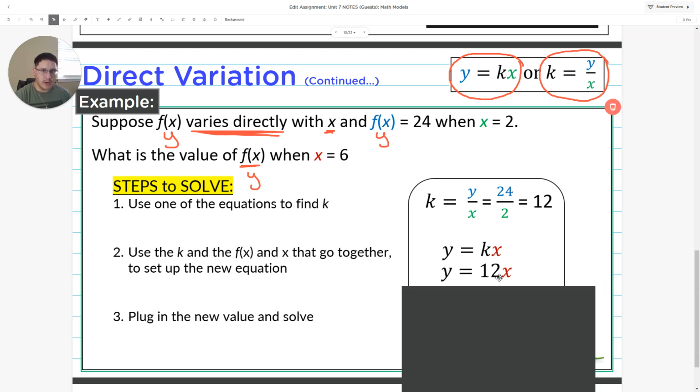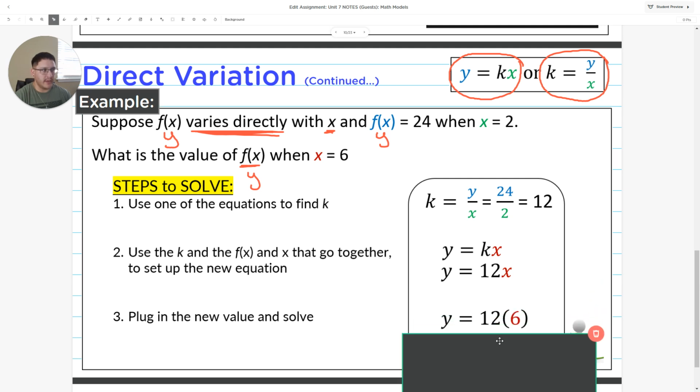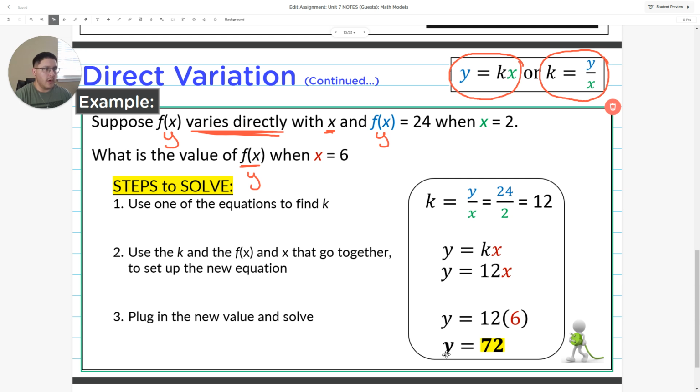Now from there, we're going to use the last value here, x equals 6, and plug it into our new equation to solve. So x gets replaced with 6. y equals 12 times 6. What's 12 times 6? I believe that is 72. Yep, and there you go. So y equals 72, and that is the final answer. What is the value of f of x, in other words y, when x is equal to 6? Well, y is equal to 72.